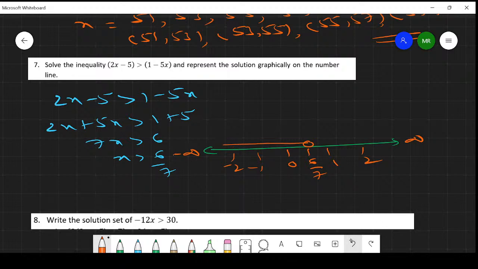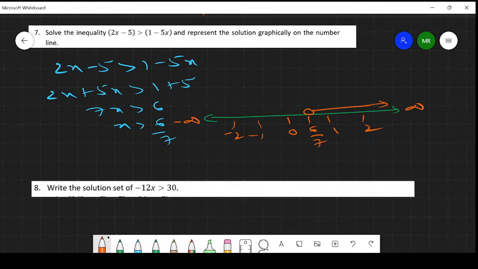You see, greater than 6 by 7. Be careful. Greater than 6 by 7 means I should go like this. Even if you want the solution in interval form, I can write x belongs to 6 by 7 comma infinity. I can't include 6 by 7, because this is excluding 6 by 7. That will be 6 by 7 comma infinity, open interval. This is our answer on the number line.